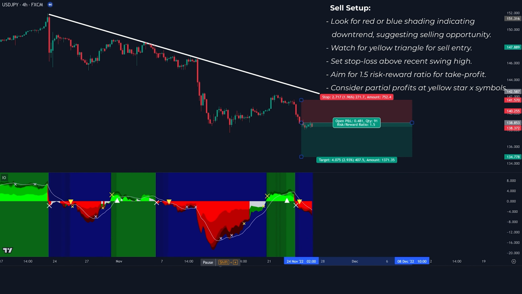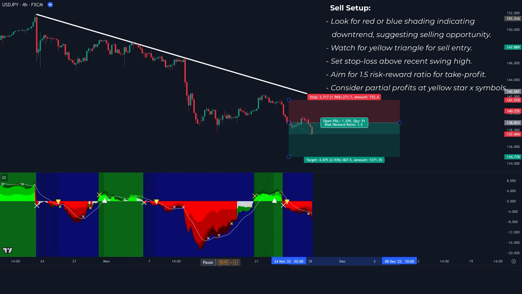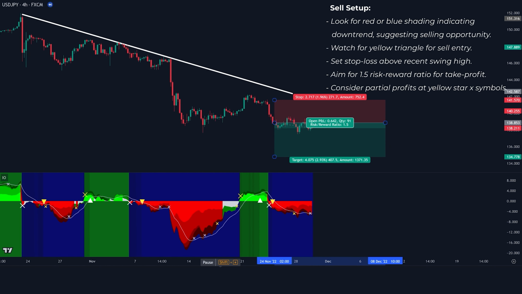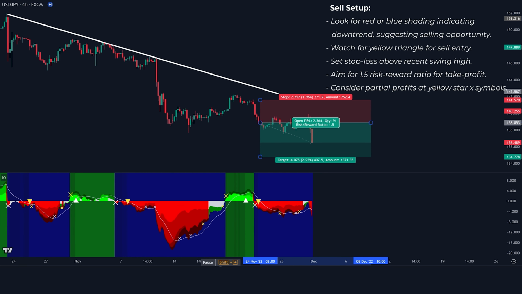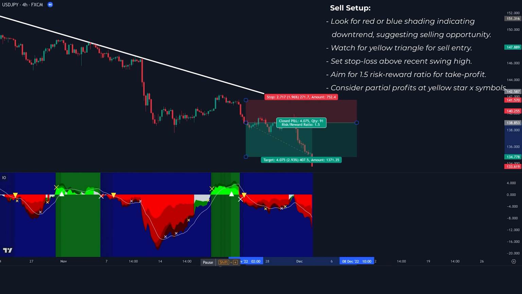Additionally, consider taking partial profits when the oscillator prints yellow star symbols, signaling potential opportunities to lock in gains while allowing the remaining position to continue profiting.